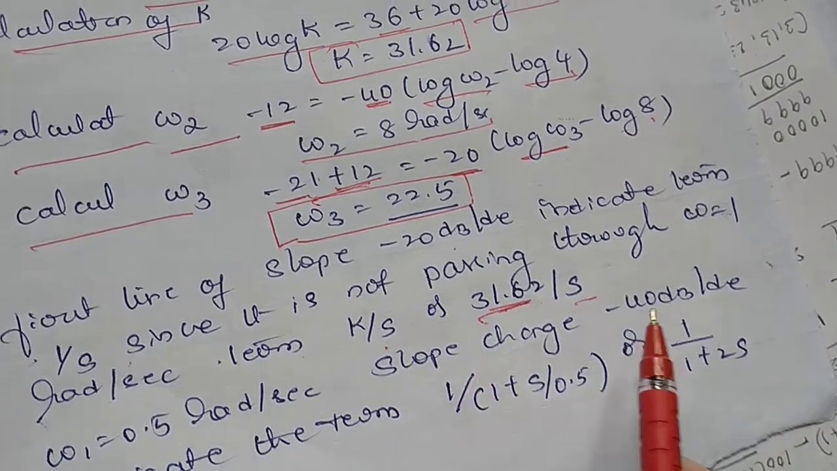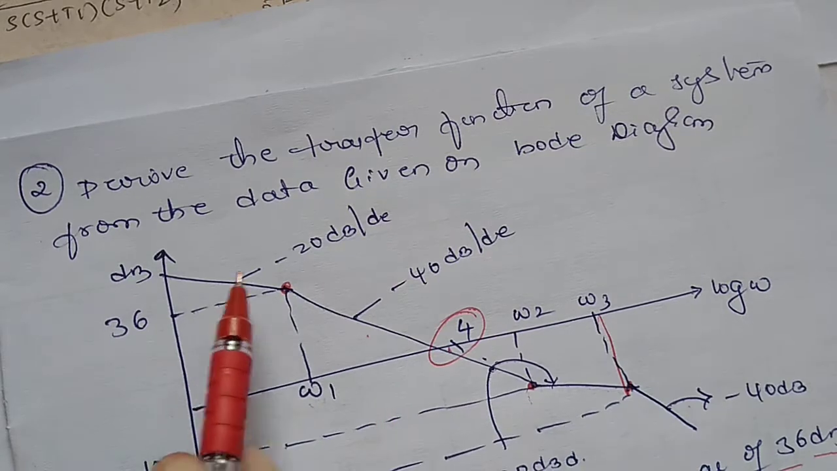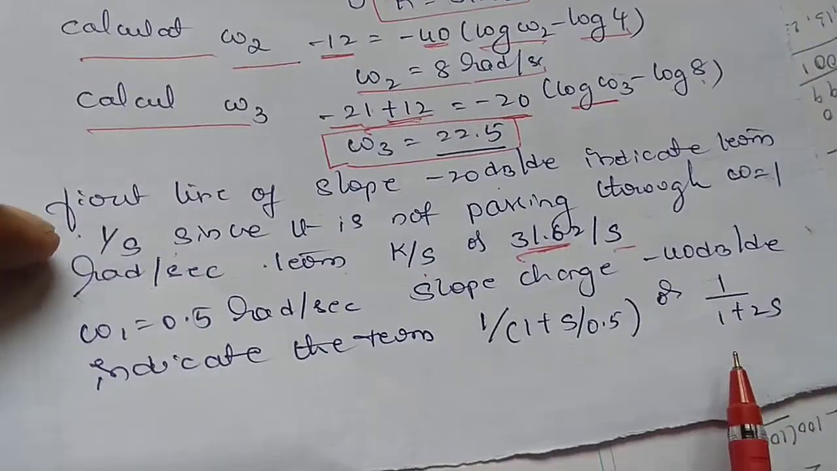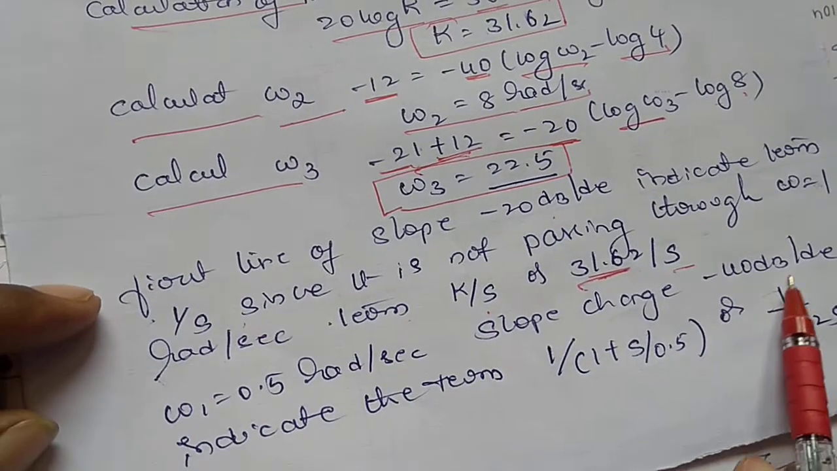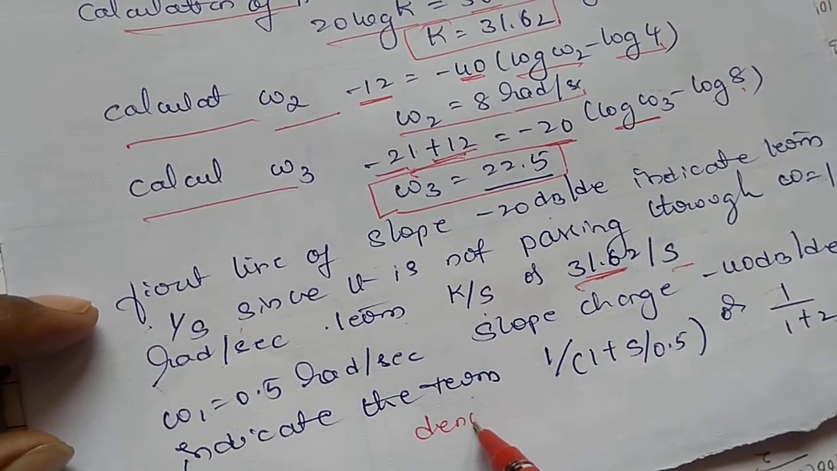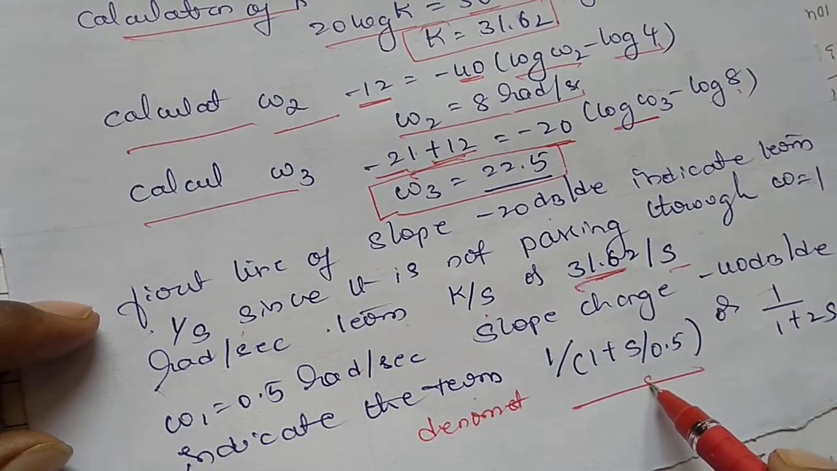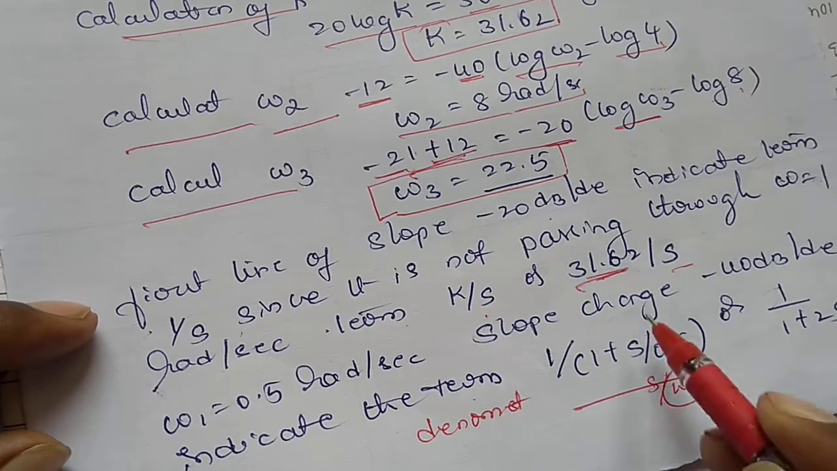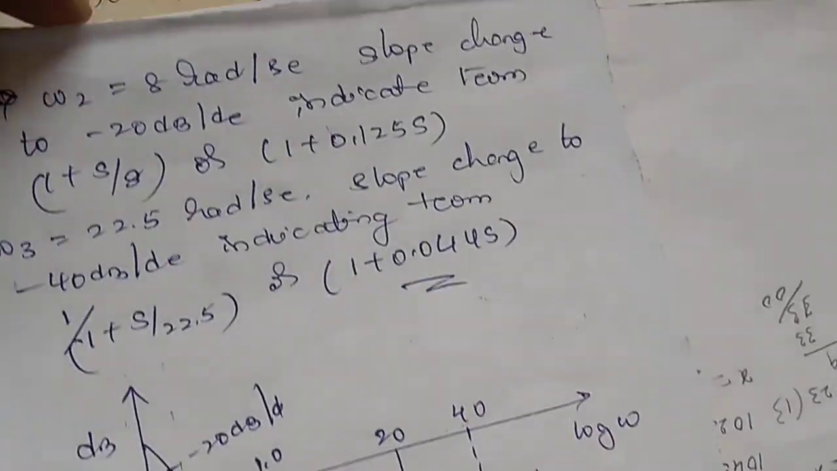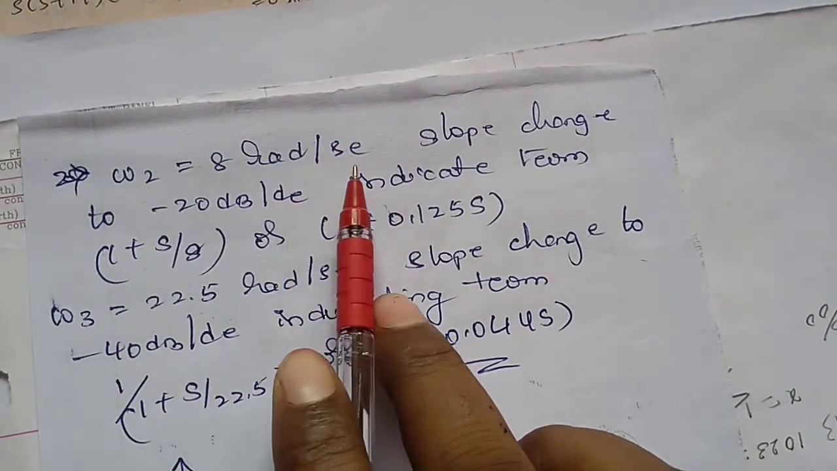If you consider this point, the slope changes from minus 20 to minus 40, which indicates a term in the denominator. So the denominator term is 1 over 1 plus s by omega 1. Omega 1 is known, that is 0.5. So we will substitute the values. Next is to find the value of omega 2. So omega 2 is 8 radian per second.